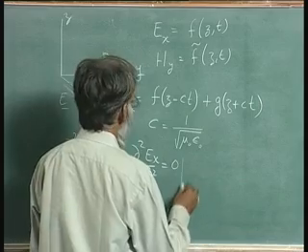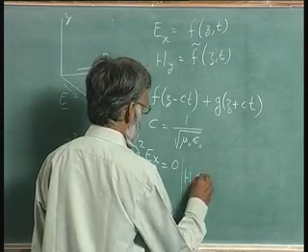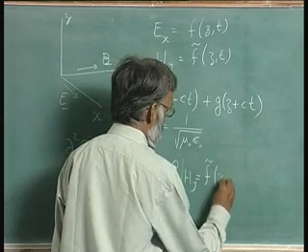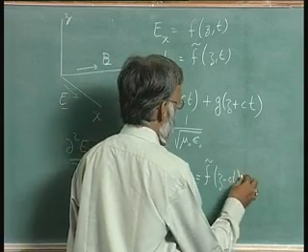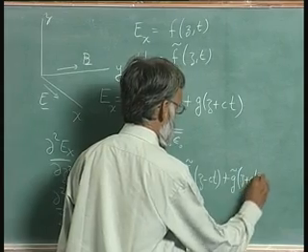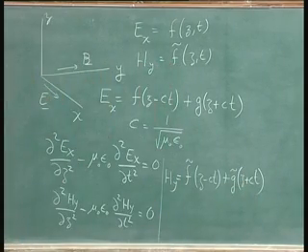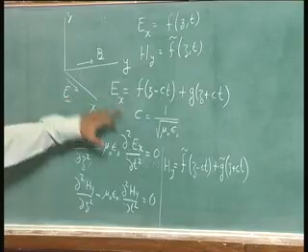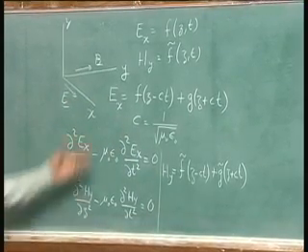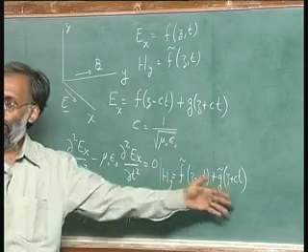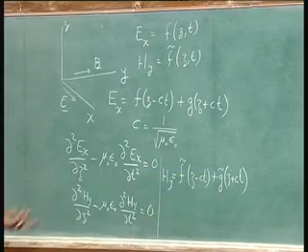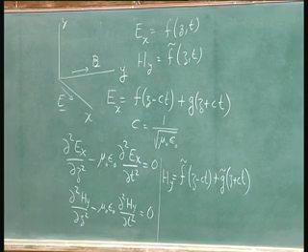So, you will also end up with Hy equal to some other function f tilde of z minus Ct plus g tilde of z plus Ct. So, we have two solutions. Of course, there are two solutions in terms of 4 arbitrary functions, which means that we have tremendous amount of freedom in specifying what we want to specify.